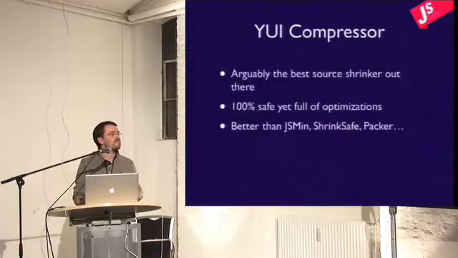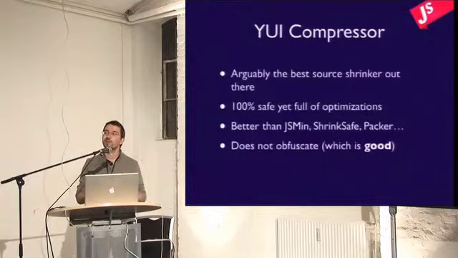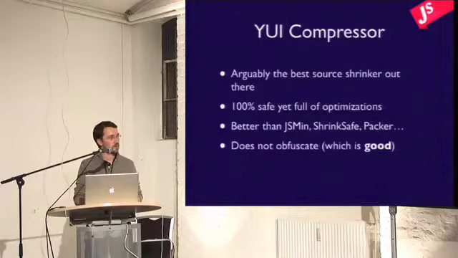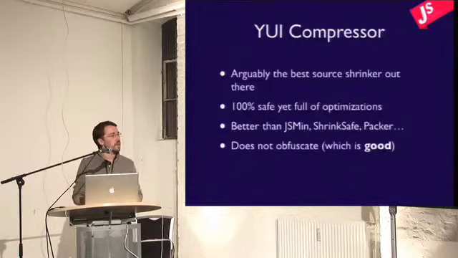It currently seems to yield better results than stuff like JSMin or ShrinkSafe, which is Dojo's compressor, or Packer, stuff like that. And one of the good things about it is, unless you really, really insist on it, it doesn't obfuscate. And you should not obfuscate your code, ever, because it makes debugging hell, among other things. And it's not necessary. The compression you're going to get through obfuscation, you can beat the crap out of that by gzipping, for instance, so it doesn't make sense.